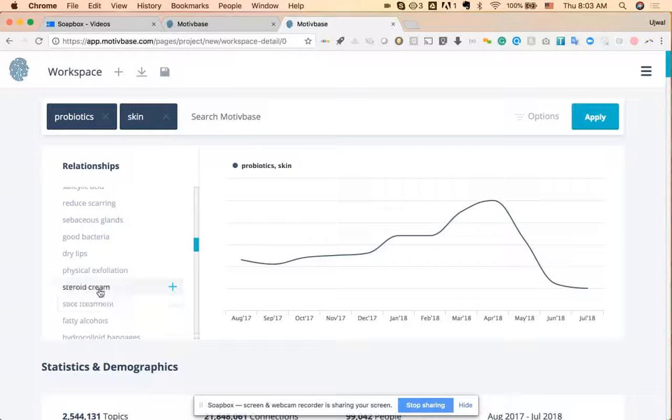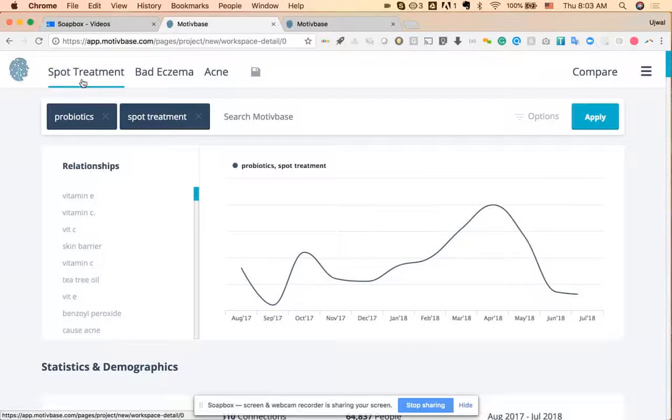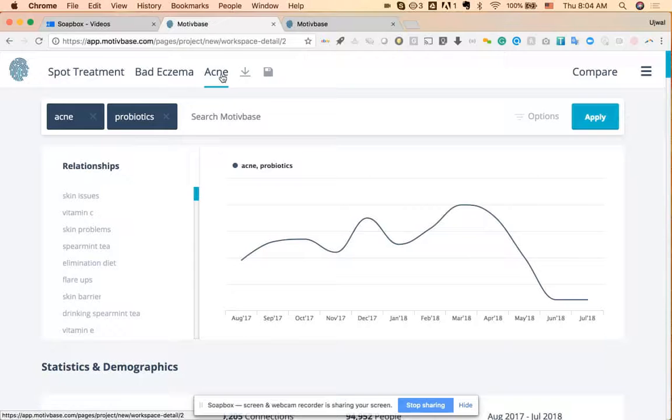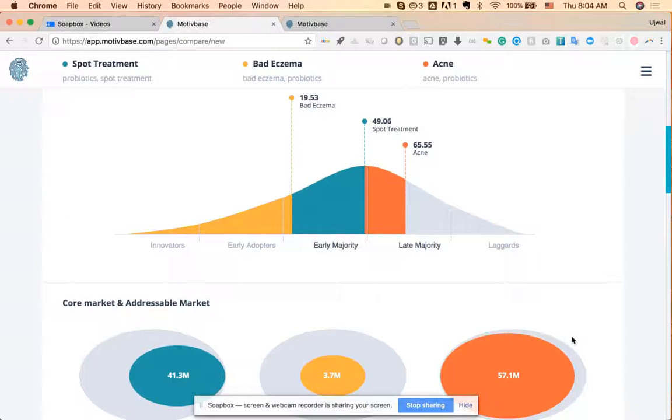For the sake of expediency here, I've taken these use cases and built searches for you. I just want to show you what I've done, and then we'll run some comparisons and actually size up these market opportunities. All I've done here is add these use cases or topics to the original contextual topic of probiotics, because probiotics is really the trend we're examining here. So I've added spot treatment in one case, bad eczema in the other case, and in the third case I've just added acne. I've run each of these searches, and I'm going to hit compare here to examine how different the markets might be for each of these applications of probiotic skincare.